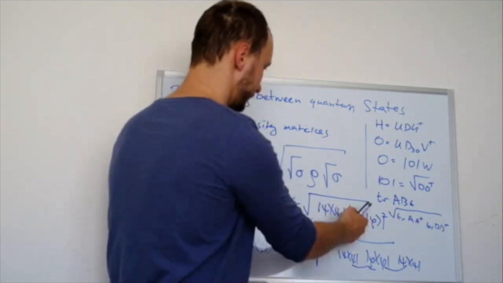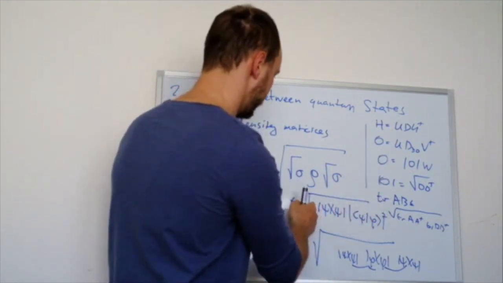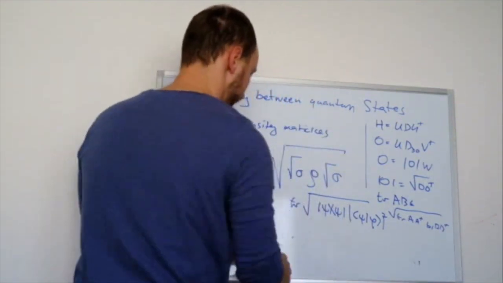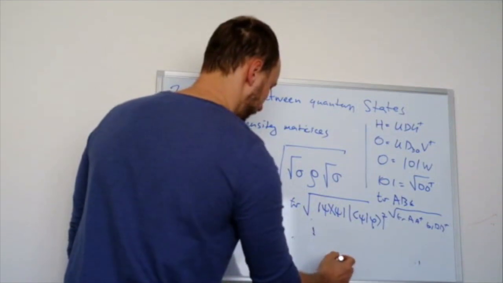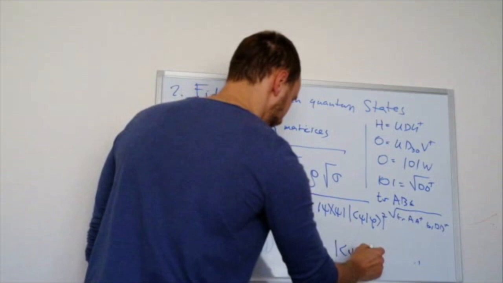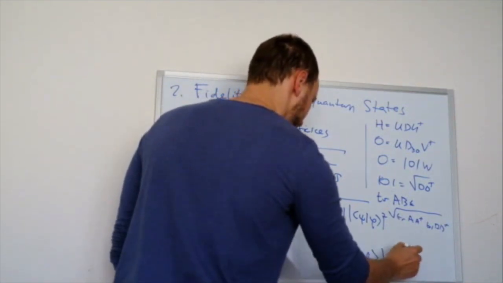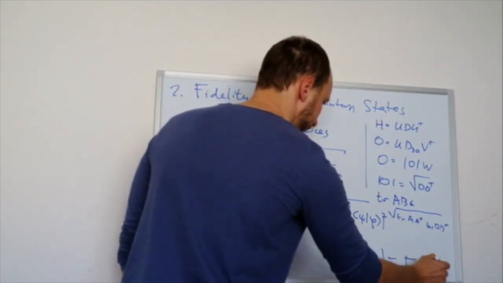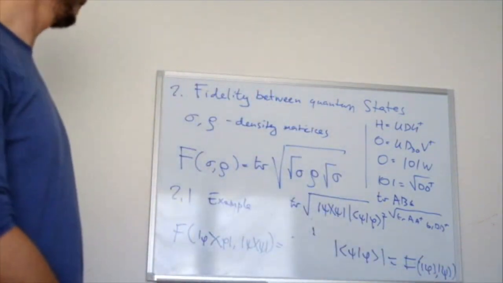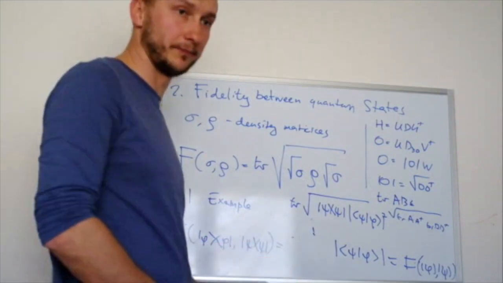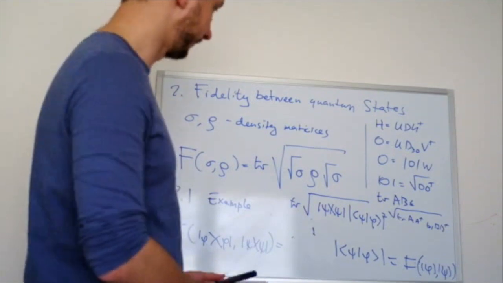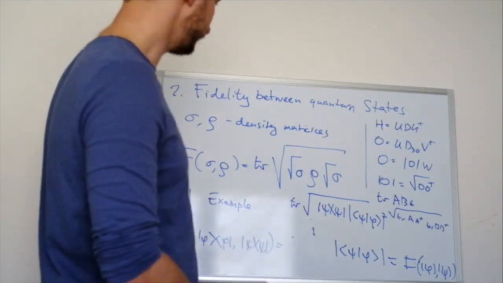And of course, again, this is a number. So the trace of a square root of a projector is again a projector. So basically, this is just the overlap, psi phi. So f of psi, phi. Okay. So for pure states it's something very simple. This fidelity is something very well used too. It's the overlap of the states.